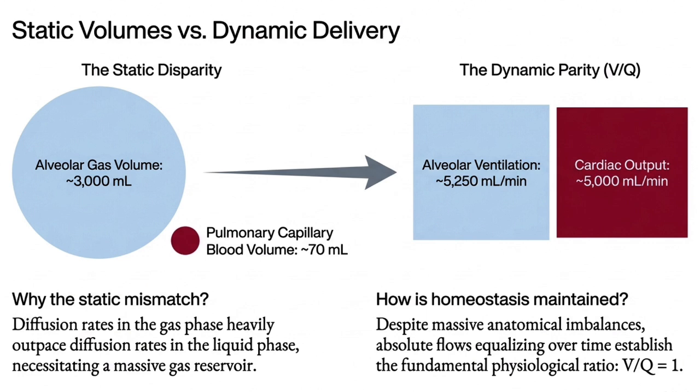But here's the number that just blows my mind every time I see it. At any given moment, the total amount of blood in all the pulmonary capillaries is only about 70 milliliters. Just think about that for a second. 3,000 milliliters of gas is interacting with only 70 milliliters of blood. It's just this tiny film of blood spread out over an area the size of a tennis court. It really underscores how incredibly efficient this whole system is.